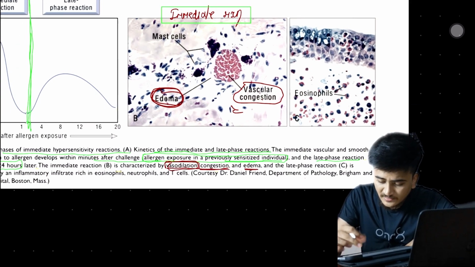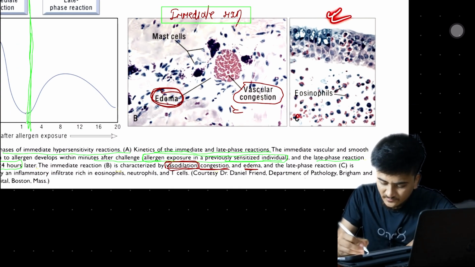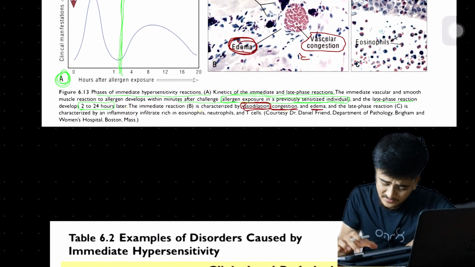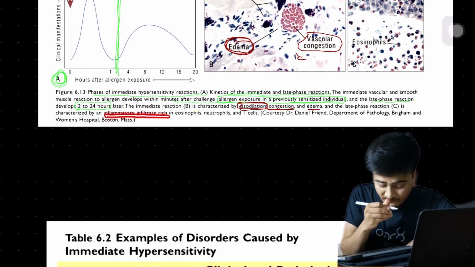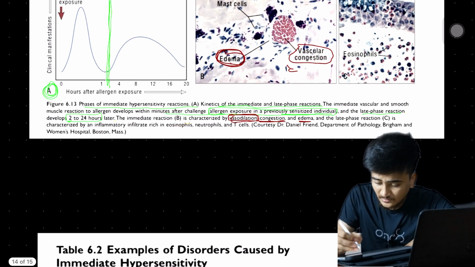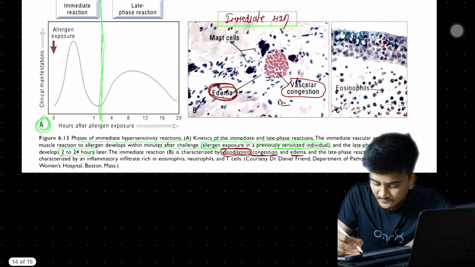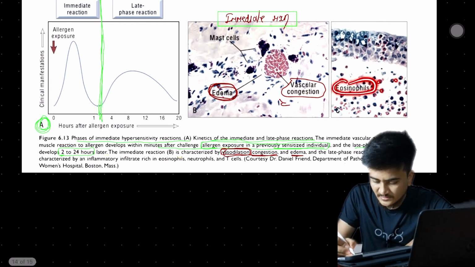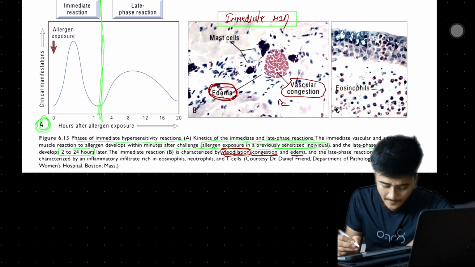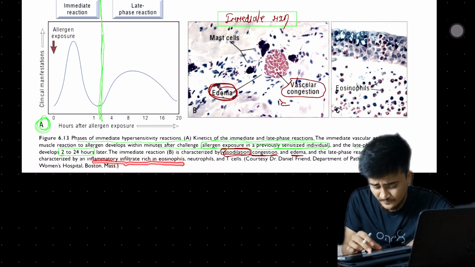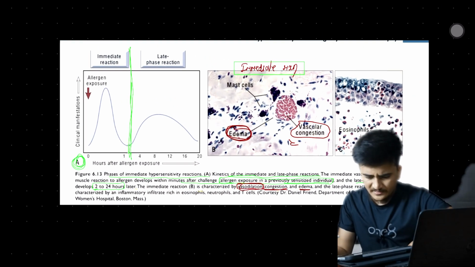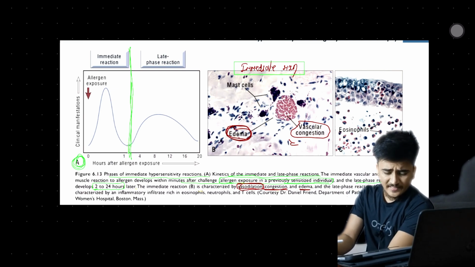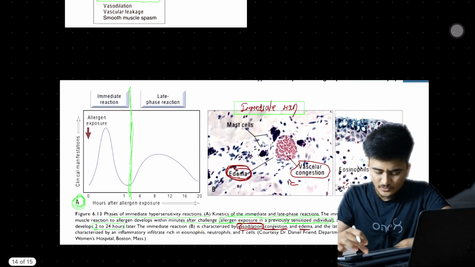And now we're talking about the late reaction, diagram C. Here we can see that it is characterized by an inflammatory infiltrate rich in eosinophils. You can see a large amount of eosinophils, and also neutrophils and T cells. This was simply an illustration of the immediate reaction and late phase reaction.